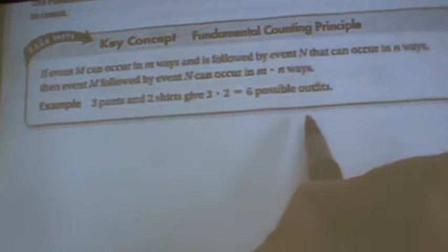So here's another example. This is a simpler example. Here's your fundamental counting principle. If you have 3 pants and 2 shirts, how many different types of outfits can you come up with? Well, if there's 3 pants and 2 shirts, 3 times 2 is 6, or 6 possible outfits. Okay, so that's what we are doing today. Next example.